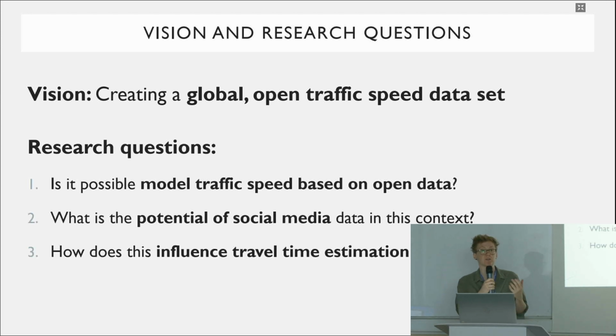The research questions that we still have to answer in order to get there are, first of all, is it possible to model traffic speed based on open data, or can we model it in a way that is good enough? More specifically, in this study we wanted to look at the potential of social media data. Is it possible to get the spatial-temporal information from Twitter data? And the third question is, it's nice to have a good model, but does the model actually improve the travel time estimation, or does it not?